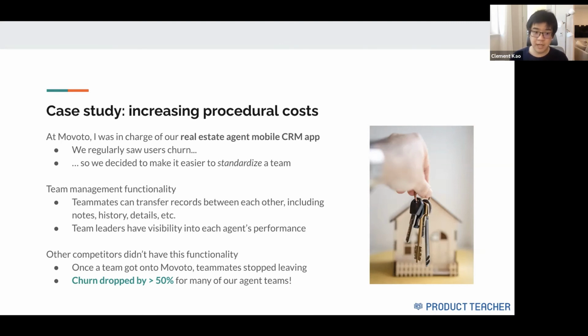What I did was I built out this team management functionality where users can transfer records between each other if they're on the same team. That includes notes, history, details, all that good stuff. And the really powerful thing here is that now you have real estate agents who are working together. They're collaborating, right? They have insight into each other's work.